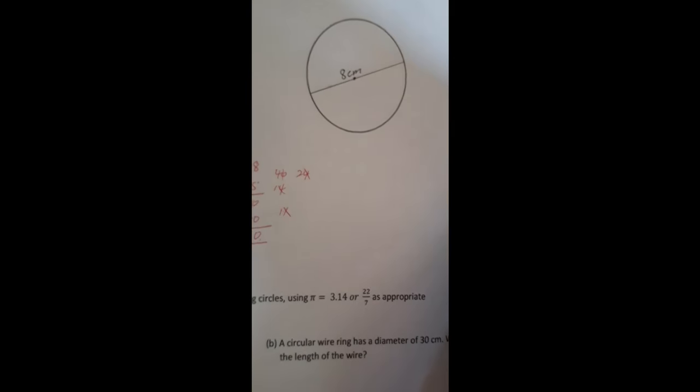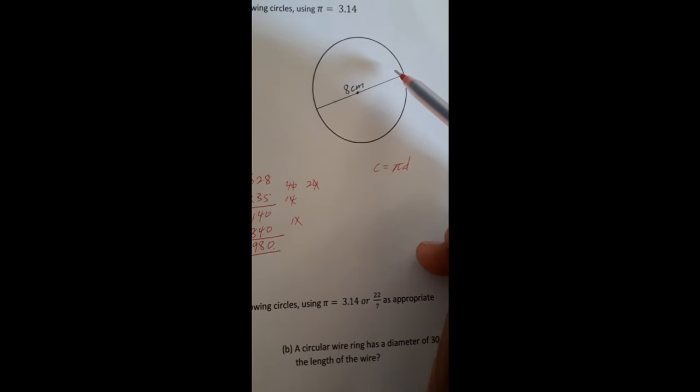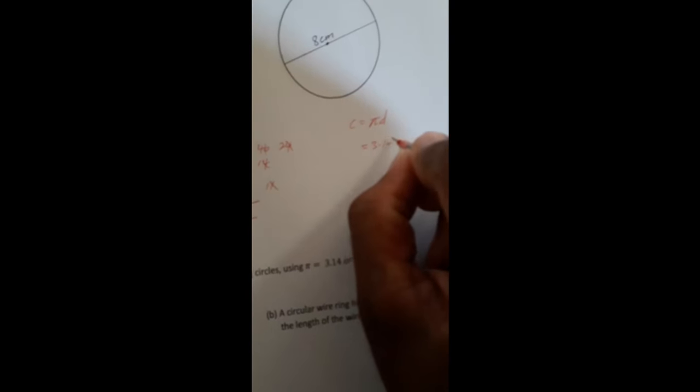Okay, so here I'm given a diameter. I will use C equals pi d. Let's say if you want to use C equals 2 pi r, the radius in this case would be 4, because since the diameter is twice the radius, the radius will be half of 8, which will be 4. Okay, so 3.14 times 8.